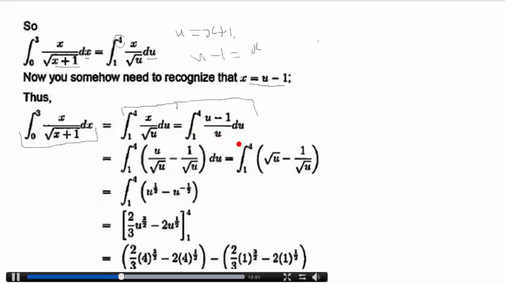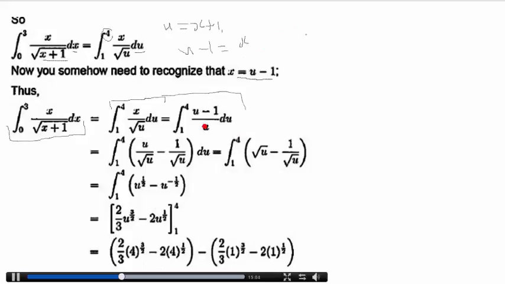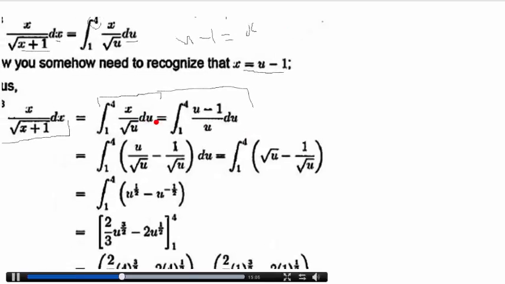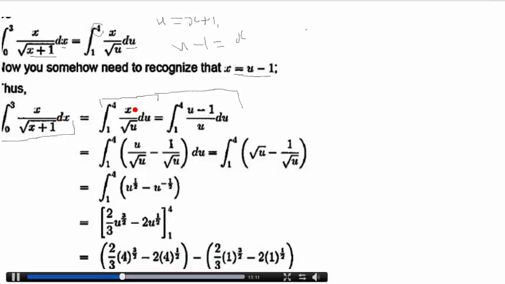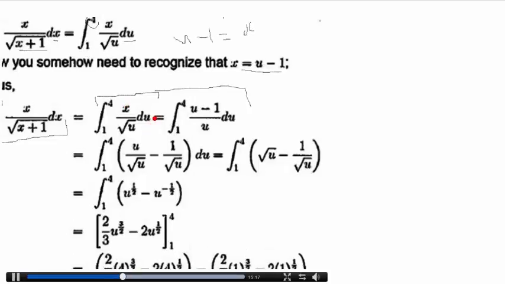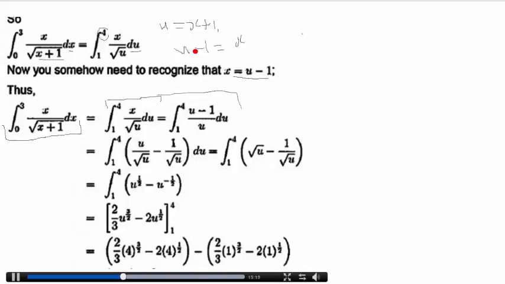Now in this part over here, we can check: this was x upon root u, and we got stuck over here just because there was an x, which we knew was a variable. But we also knew that u minus 1 is equal to x. So we substitute that over here, u minus 1, which is equal to x. Now in this part, everything is in terms of u. So we can actually do the integration right now.